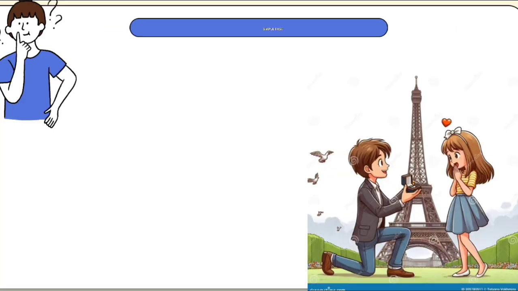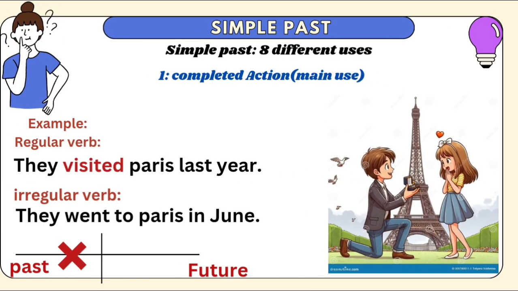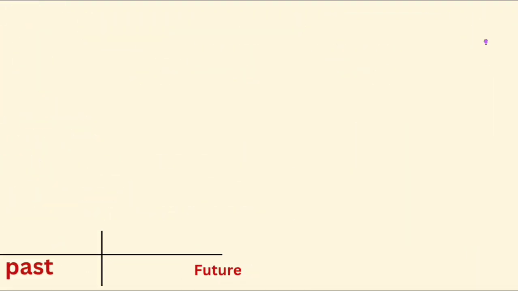Completed actions in the past. So this is the main use. For example, if you have a regular verb, you could say they visited Paris last year. So visit, visited, ed at the end. So you see in the little diagram here, it is a one-time action. They visited Paris one time last year. As for irregular verbs, they went to Paris in June. One time in June last year, they were in Paris.